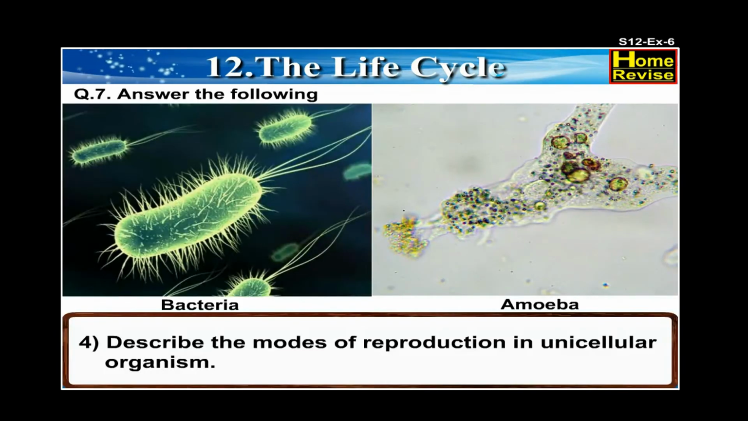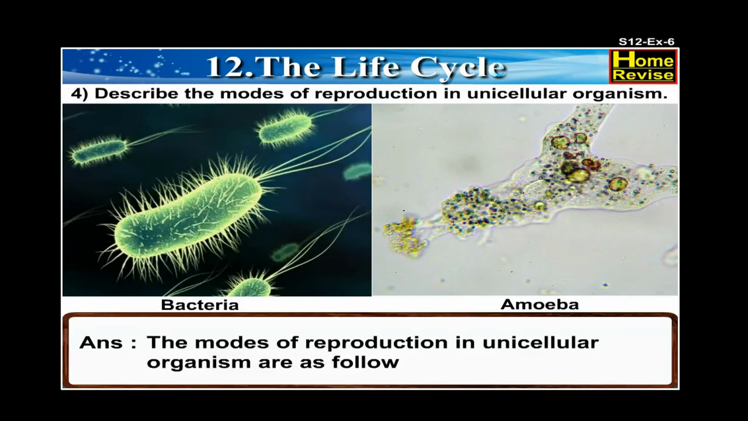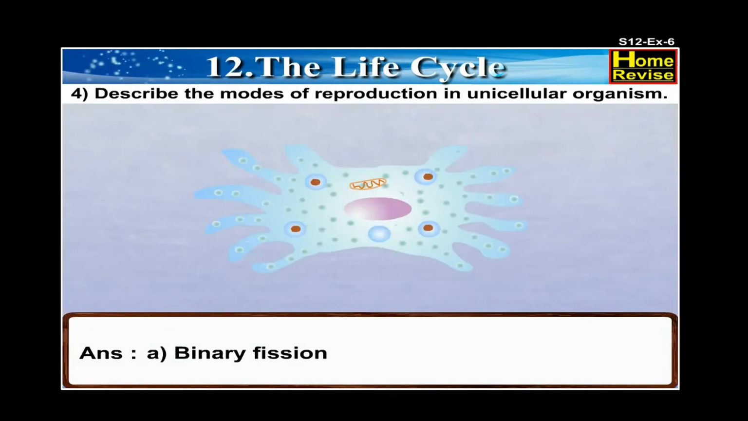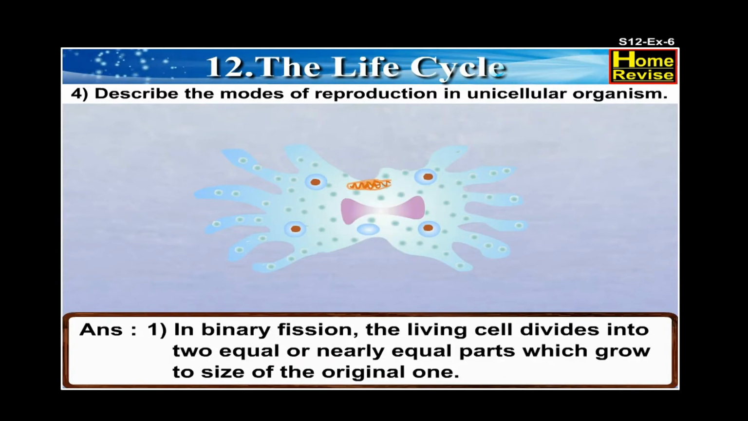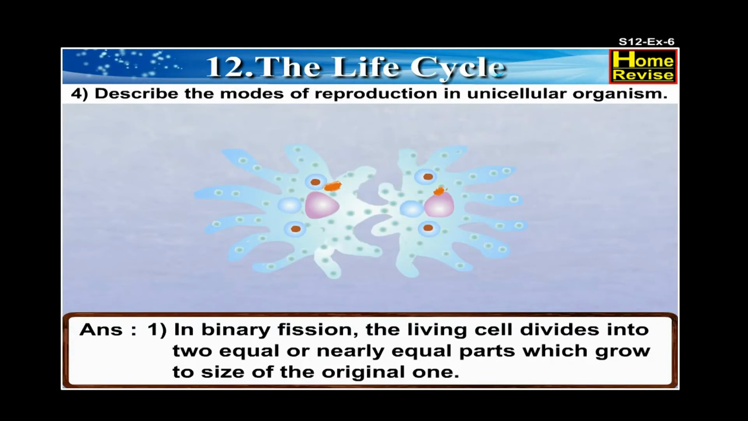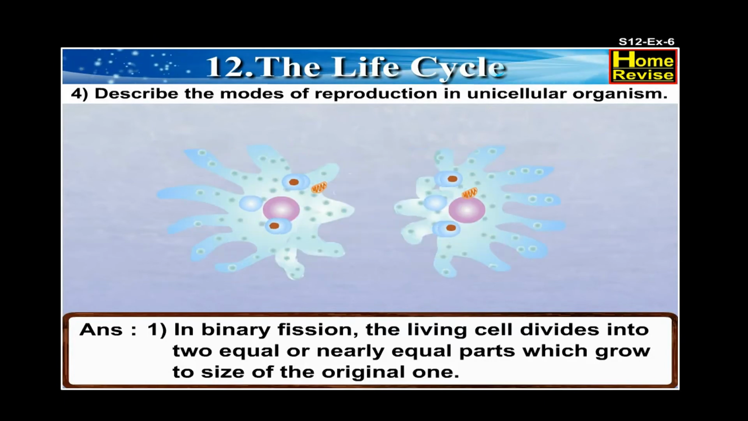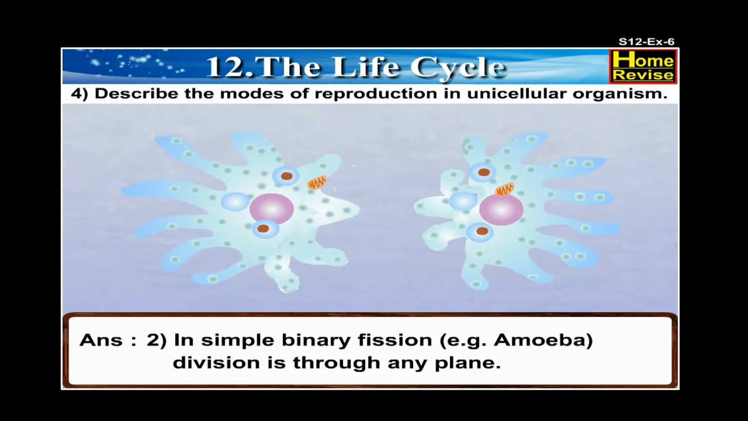Fourth, describe the modes of reproduction in unicellular organisms. Answer. The modes of reproduction in unicellular organisms are as follows. A. Binary fission. In binary fission, the living cell divides into 2 equal or nearly equal parts which grow to the size of the original one. In simple binary fission, for example in amoeba, division is through any plane.